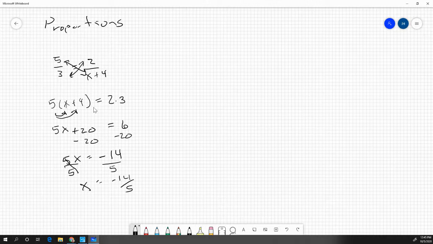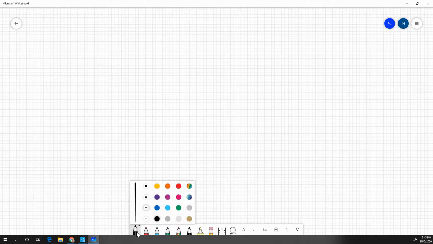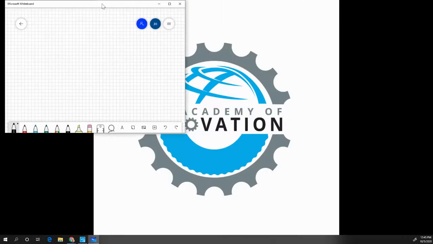This is the part, though, that I think you're going to struggle with the most. If you do struggle at all on any of this, this is the part that messes most of you up. And that is when we're talking about literal equations, right?